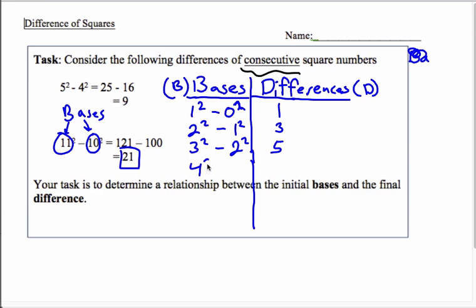And then 4 squared minus 3 squared is going to be 16 minus 9, which is 7. And then we have 5 squared minus 4 squared is 25 minus 16, which is 9. Now you can start looking for patterns. You can try bigger numbers. Start looking for a way to figure out the difference just given the bases.